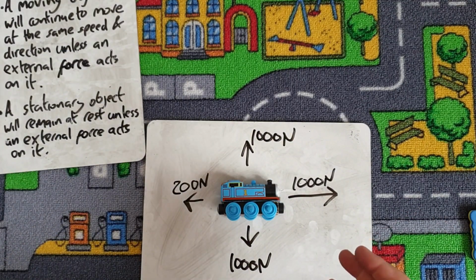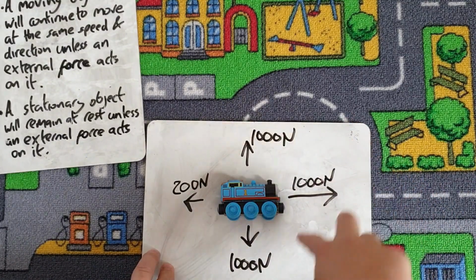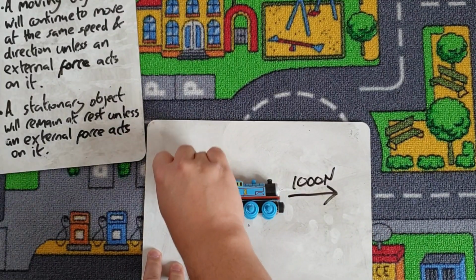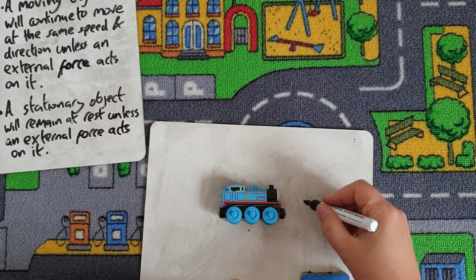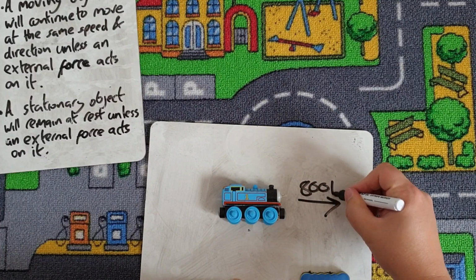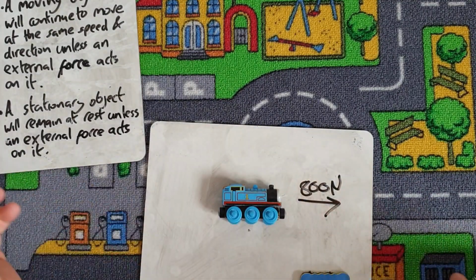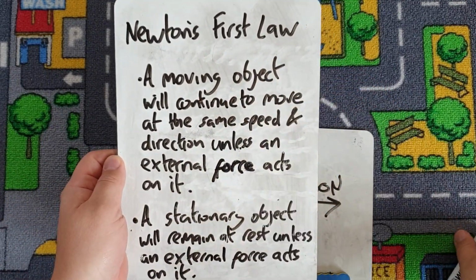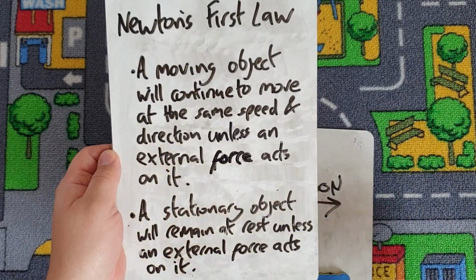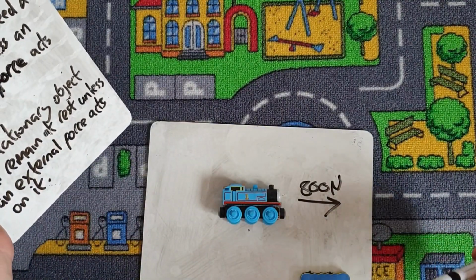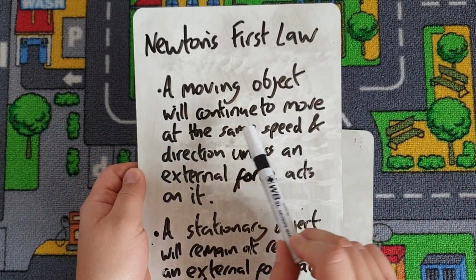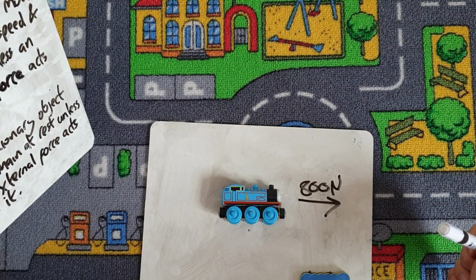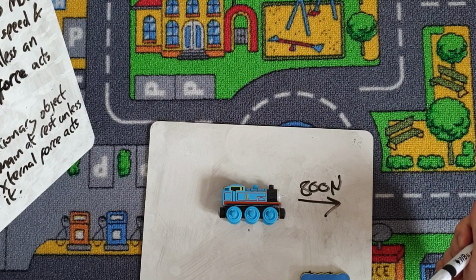So first of all, we need to work out if there's a resultant force or not. So 1000 and 1000 cancel out. 1000 that way, 200 that way. So we subtract them and we end up with a resultant force of 800 newtons. And this is where we look at Newton's laws. So a moving object will continue to move at the same speed and direction unless an external force acts on it. Well, this does have an external force acting on it. So it's not going to stay at the same speed and direction because it's got a force on it. So what's going to happen to the train? In this example, the train is going to speed up.